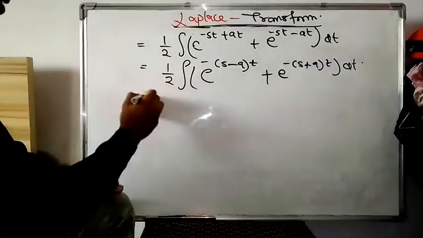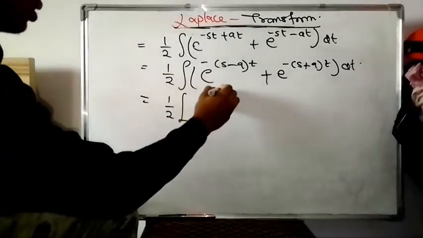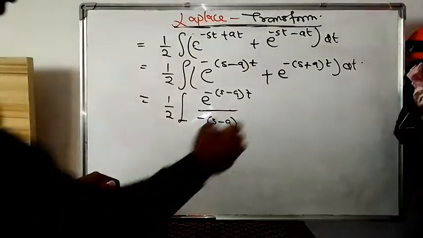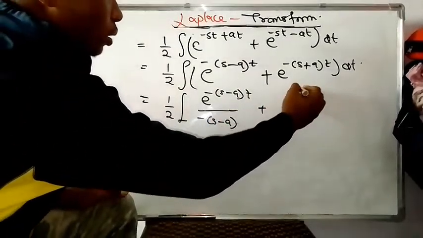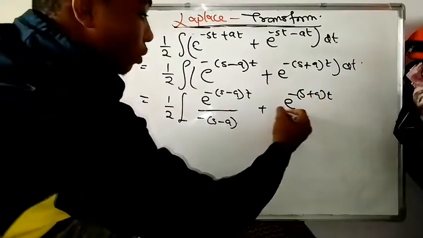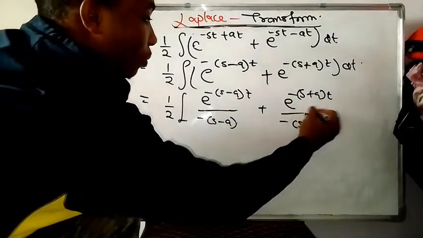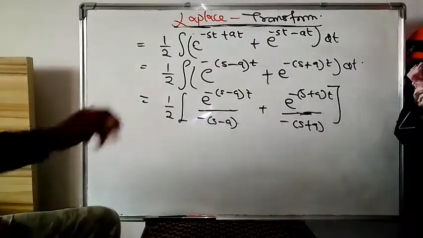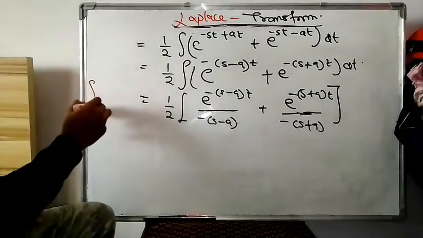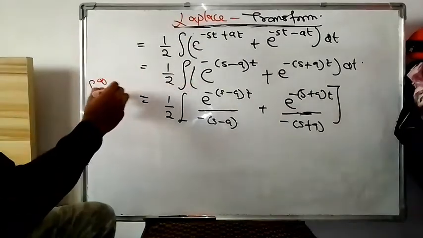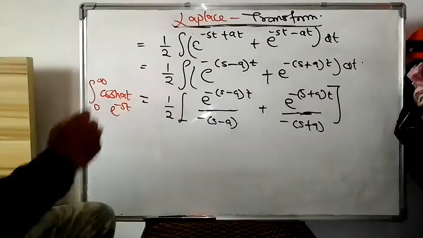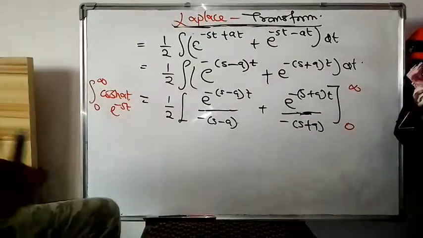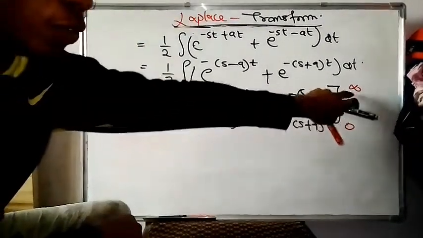So integrating this, we'll be having 1 over 2 open bracket exponential minus s minus a, t, divided by minus s minus a, right? Plus exponential minus s plus a, t, divided by minus s plus a. So now remember the actual question says the integral from 0 to infinity of cosh at times exponential minus st. So that means we are applying our limit from 0 to infinity. So now let's work this out, taking our limit to infinity and taking our limit to 0, right?